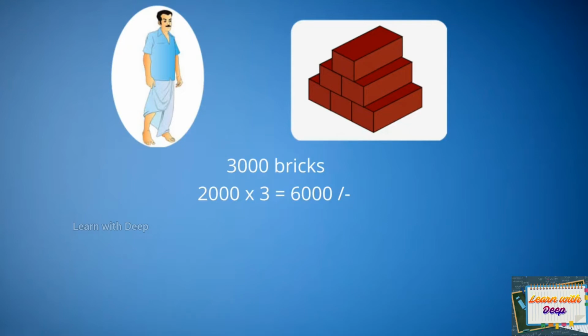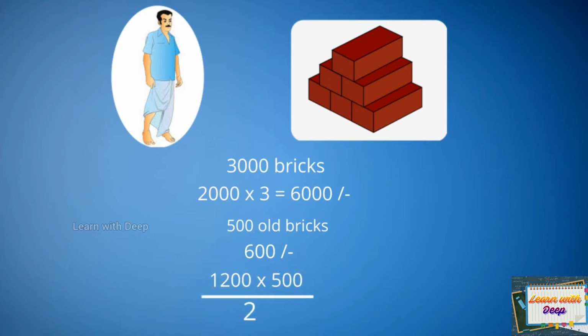Guess what he will pay if he buys 500 old bricks? Try to solve it. Yes, tell me how much? He will have to pay 600. It means 1200 multiplied by 500. Then the answer will be divided by 2. It comes out to be 600.